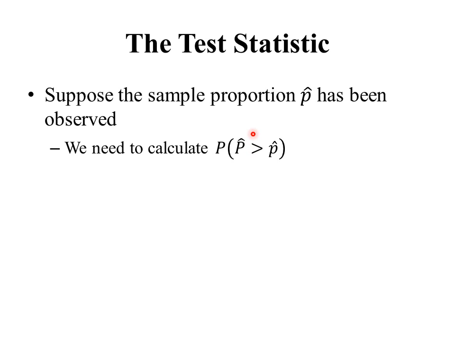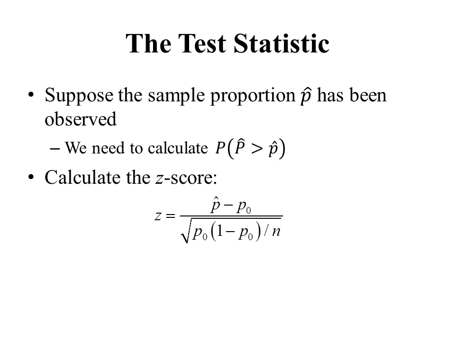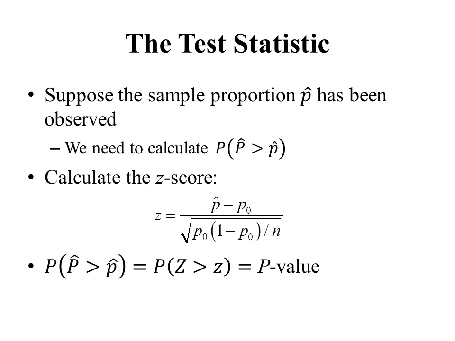Well, this random variable, capital P hat, has an approximately normal distribution. So to calculate this probability, we need to calculate a z-score. We take the number inside the parentheses, subtract the mean, divide it by the standard deviation, and that's our z-score. Then the probability that we want is equal to the probability that z, a random variable with the standard normal distribution, is greater than the z-score. This probability here is our p-value as we defined it back in section 5.1.